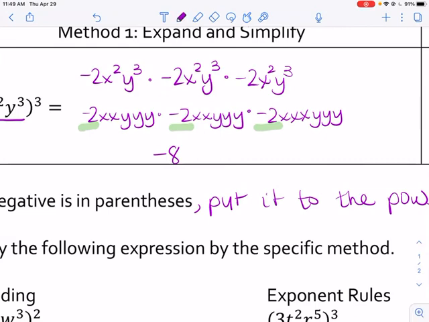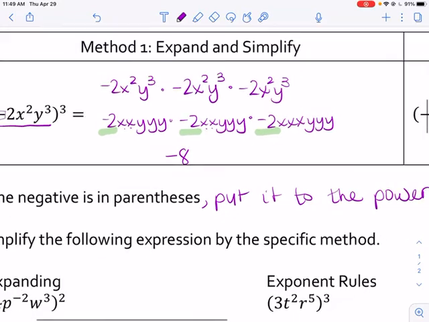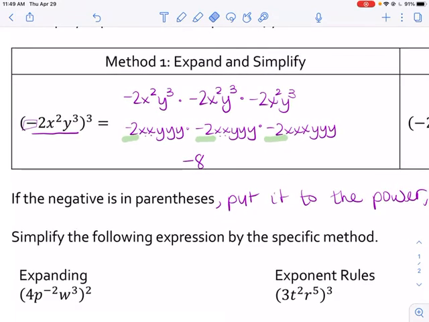Okay, then we have how many x's? We have 1, 2, 3, 4. Oh, did I do this wrong? I was like, there should be the same amount on each one. Okay, I wrote 1 extra x there. Okay, 5, 6. So x to the 6th, and then y to the 1, 2, 3, 4, 5, 6, 7, 8, 9.